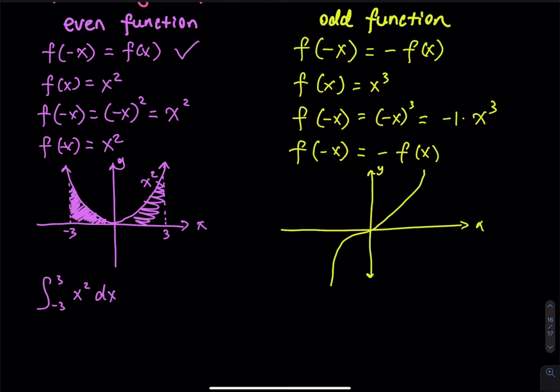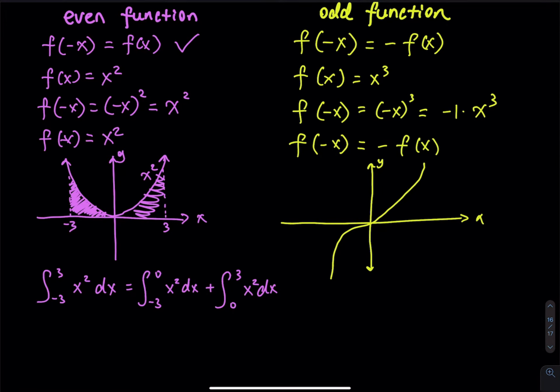Since x squared is an even function, this integral is equal to, we can break this down into two integrals like that, from negative 3 to 0 of x squared dx, plus from 0 to 3 of x squared dx. They are equal. And another way to do this is that it is equal to 2 times the integral from negative 3 to 0 of x squared dx, or 2 times the integral from 0 to 3 of x squared dx.